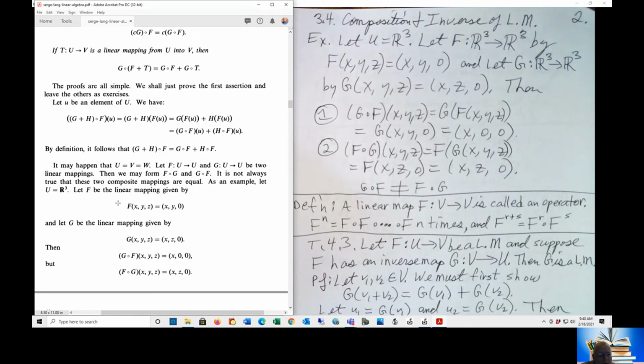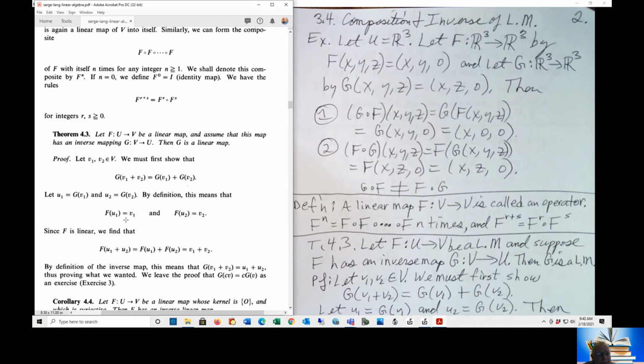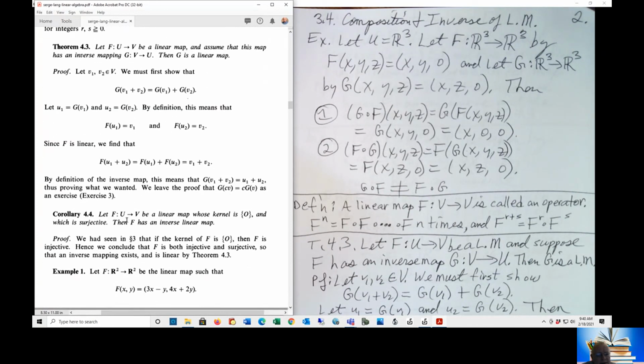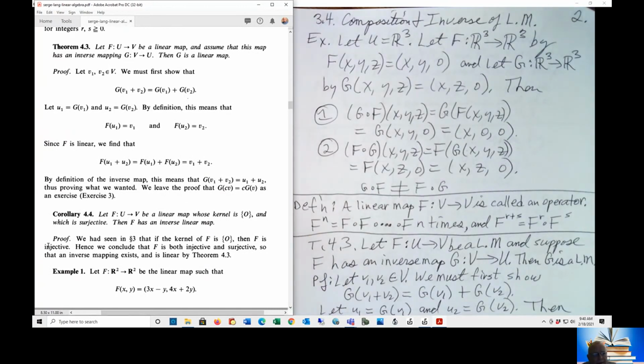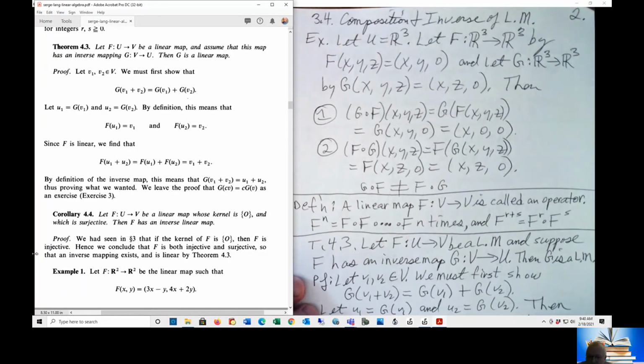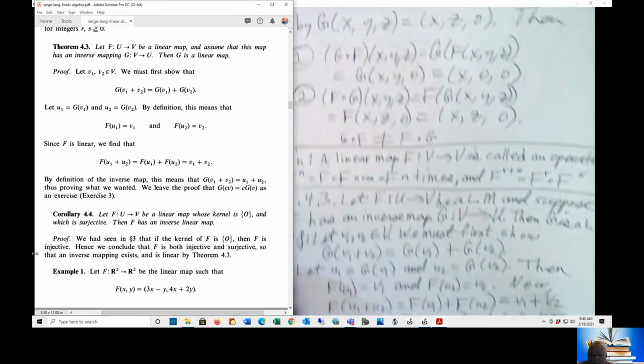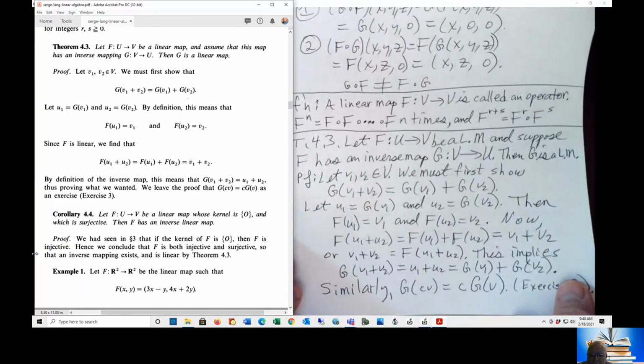Now let's look at Theorem 4.3. Theorem 4.3 tells us the following. If F is a linear mapping from U to V, and suppose that F has an inverse, G, from V to U, then the inverse, G, is a linear map. Now, when the inverse exists, the inverse is also a linear mapping.